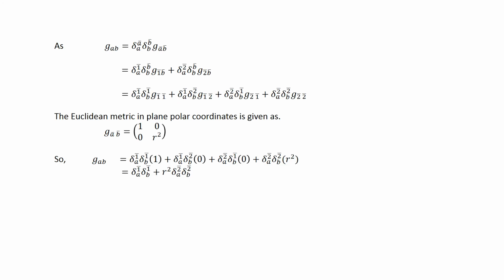As previously we have written, G_AB equals delta A bar A, delta B bar B, G A bar B bar. This is the transformation equation. Actually, this is the inverse transformation equation. Previously, as we have written, if the bar term is on the left side, then their delta terms will be interchanged or replaced, meaning bar will be just like a denominator.